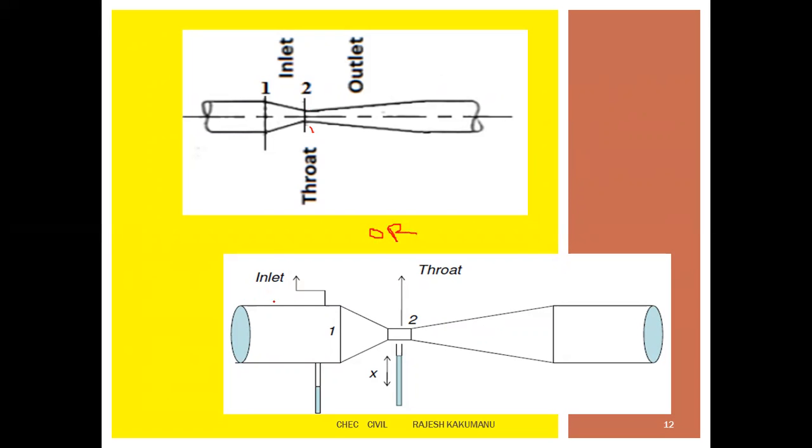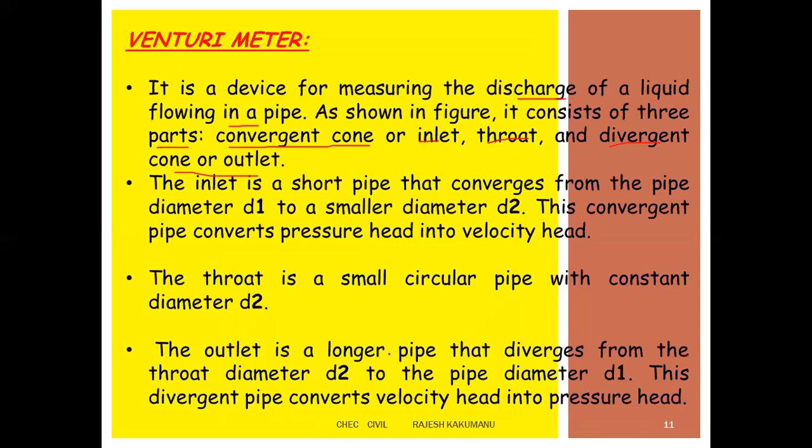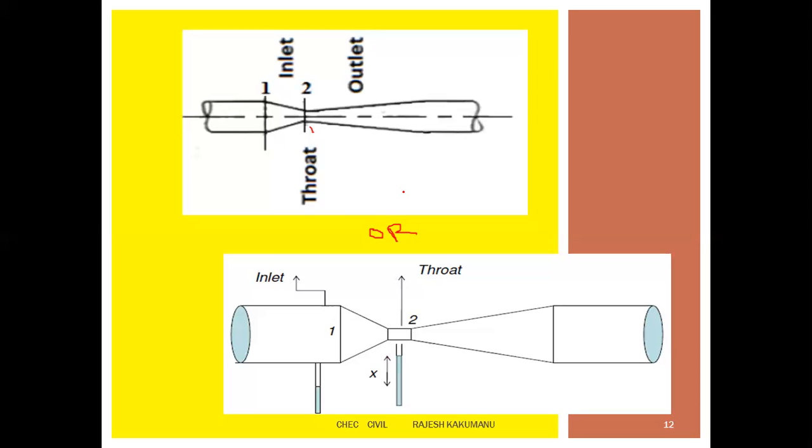So section 1 is the inlet, section 2 is the outlet, and the center point, the throat, is at a distance of x. This is the simple concept of a Venturimeter, right? The inlet is a short pipe that converges from the pipe diameter d1. What is the meaning of inlet here? The inlet is the short pipe. See the figure, here the inlet should be a short distance and the outlet a long distance.